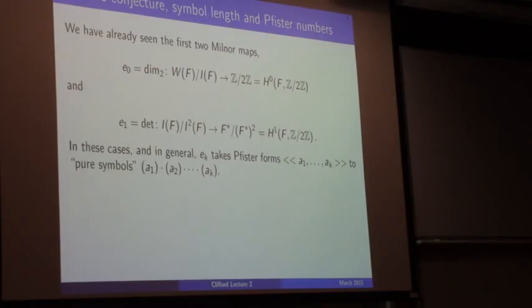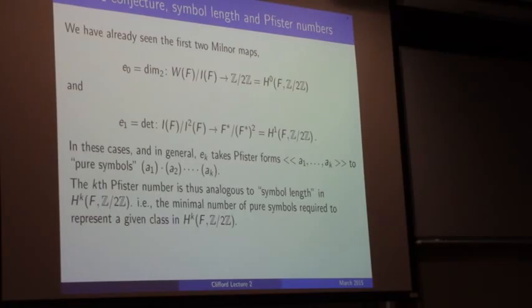So in these cases and in general, ek takes Pfister forms to pure symbols or to decomposable classes. And in that way, the kth Pfister number is analogous to symbol length in cohomology. It's the minimal number of these decomposable or pure symbols required to represent a given class. And of course, we want to take the most general class that would require the highest number, and to know what that highest number may be.